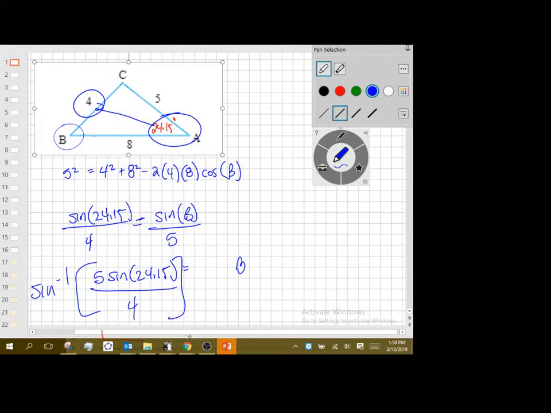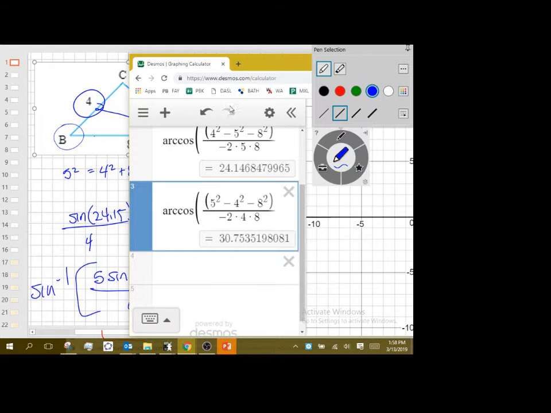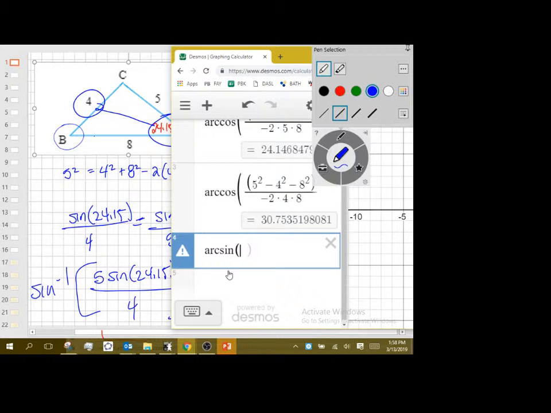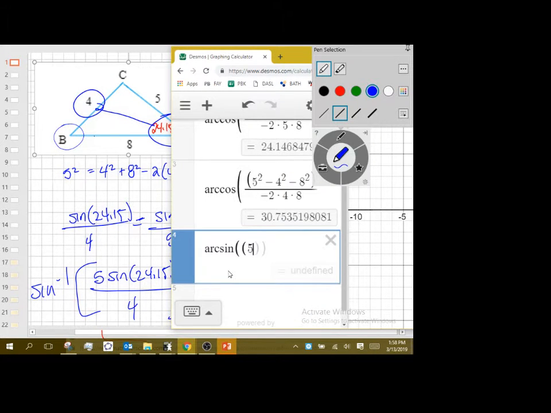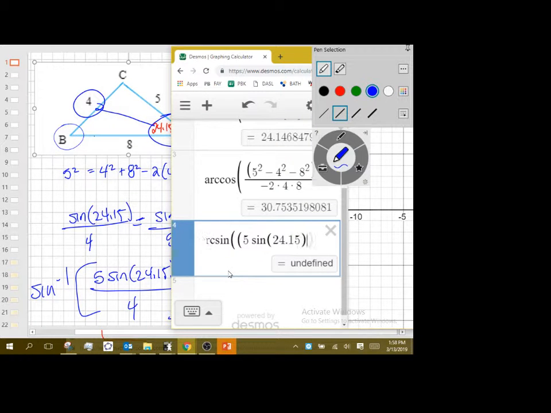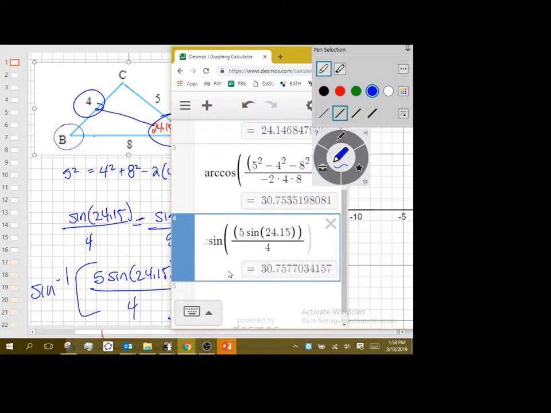So let's type that in. So arc sine of 5 sine 24.15 divided by 4. Is that number and that number pretty close to being the same? Okay, why are they different? Because of 24.15, right? That was a rounded value, it's a rounded angle measurement. Okay, so it creates a problem.